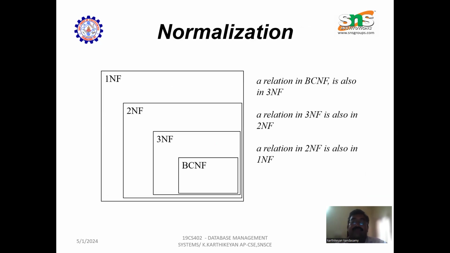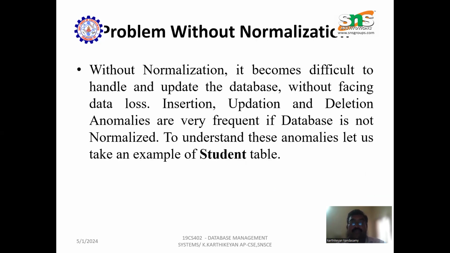So these are the normalization forms: first, second, third, and BCNF. A relationship in BCNF is also in 3NF, a relationship in 3NF is also in 2NF, and a relationship in 2NF is also in 1NF. So the first problem is without normalization. Without normalization, it becomes difficult to handle and update the data without facing data loss. Insertion, updation, and deletion anomalies are very frequent when a database is not normalized.